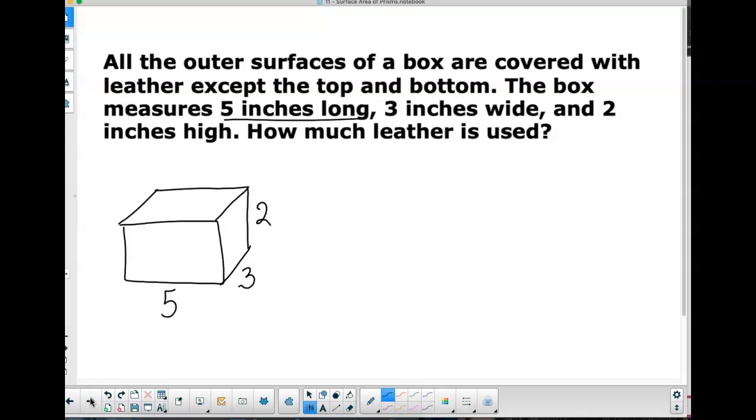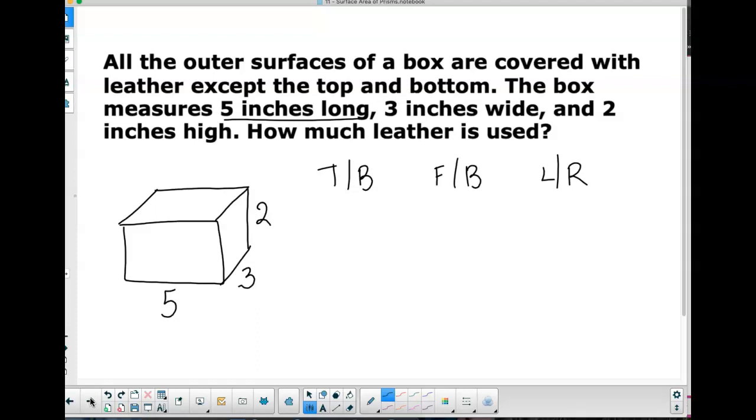Okay, so it's 5 inches long, 3 inches wide, and 2 inches high. So that's how I would label it. 5, 3, and 2. Okay, so typically we would do top and bottom, front and back, left and right. Do we need all of those parts? No. No, which ones don't we need?